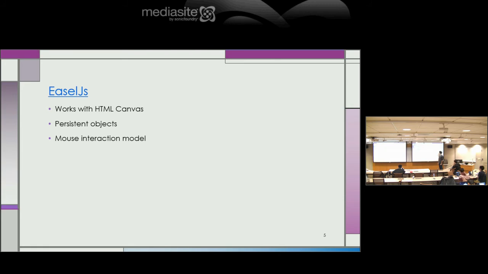Okay, I guess I talked about EaselJS. The features that I care about in EaselJS is that it has, like I said, persistent objects, so I can define my objects and I can move them around and change their properties and change their colors and so forth. And also it has a nice mouse interaction model, so when I click on a circle over here that's been drawn by EaselJS, it can give me an event that I can figure out what to do with. So these objects are really TypeScript objects.